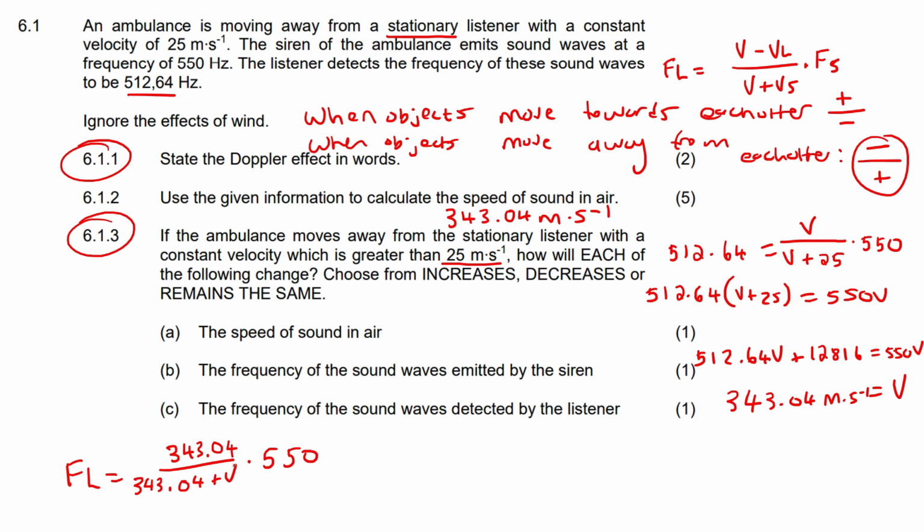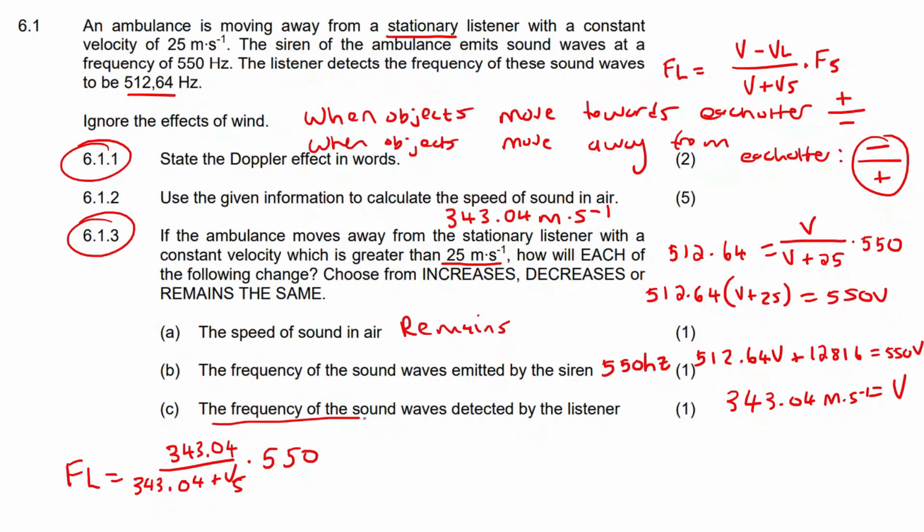If it did, then why do we always use 340 as our constant over here? You see, we normally just use 340 over here. It's got nothing to do with the speed at which the vehicles are moving. Okay, so let's see. How would it affect the speed of sound in air? Well, it won't affect it at all. So we're just going to say remains the same. How will it affect the frequency of the sound waves emitted by the siren? Well, the siren is the siren. No matter whether it's moving fast or slow, the siren can make 550 hertz. That's the way that siren was designed.